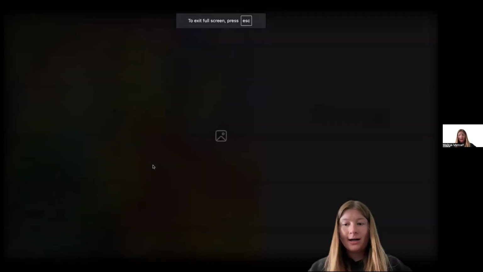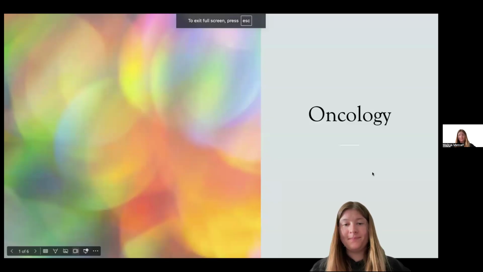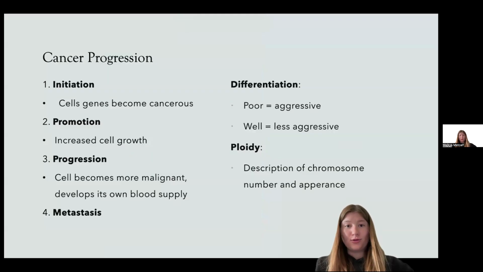Righty, let's talk about oncology. So, cancer. I think most people probably know someone in their life who has had cancer. Everyone is impacted by this disorder in some sort of way.